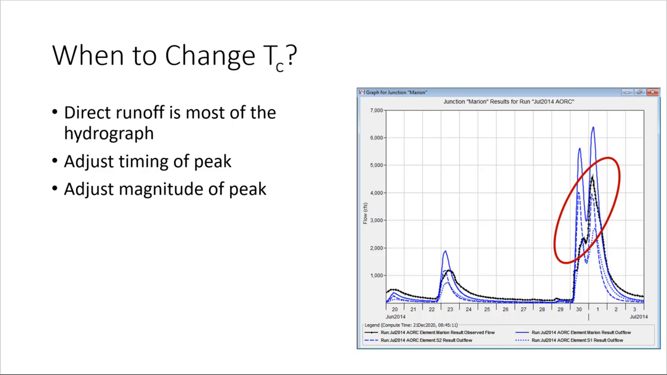Changes to time of concentration have the most impact when the hydrograph is dominated by direct runoff. Use T sub c mainly to change the timing of the hydrograph peak. Small adjustments to the magnitude of the peak can also be made with T sub c.